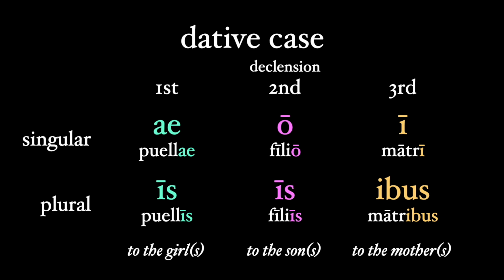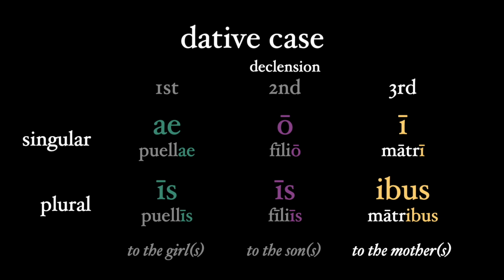Here are the endings for the dative case in the first three declensions. The first declension, the A declension, has an -ae in the singular, as in puellae, to the girl, and -is in the plural, puellis, to girls. The second declension, the O declension, has a long O in the singular, filio, to the son, which we've already seen, and the plural is the same as the first declension, -is, as in filiis, to sons. The third declension dative ends in a long I, so matri would be to the mother, and in the plural its ending is -ibus, matribus, to mothers.